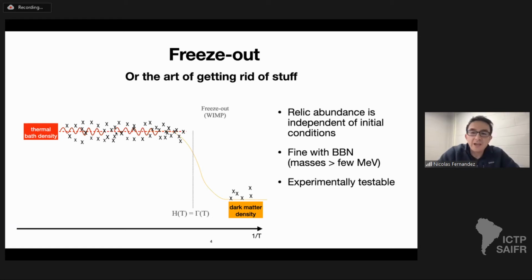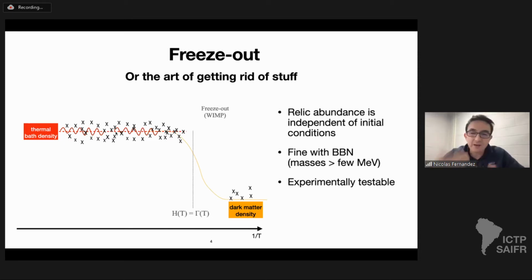Okay, and this is a great mechanism because it gives the correct relic density independent of the initial condition. So here, the dark matter doesn't care about what the reheating temperature of the universe was, or what the mass of the inflaton was. All the initial conditions have been erased due to the thermalization.